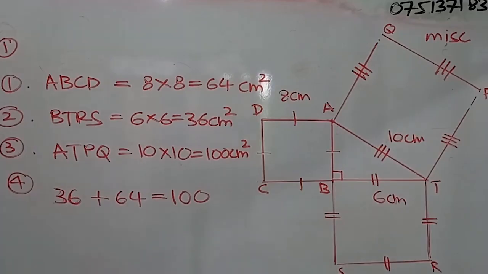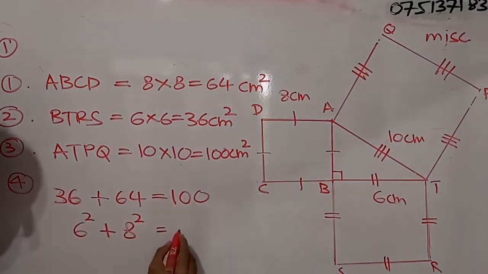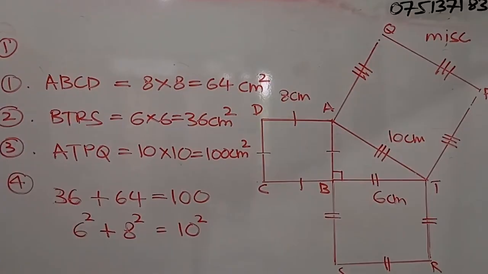So we can further simplify this as what? 36 means square of 6. 64 means square of 8. 100 means what? Square of 10. So that will be the answer.